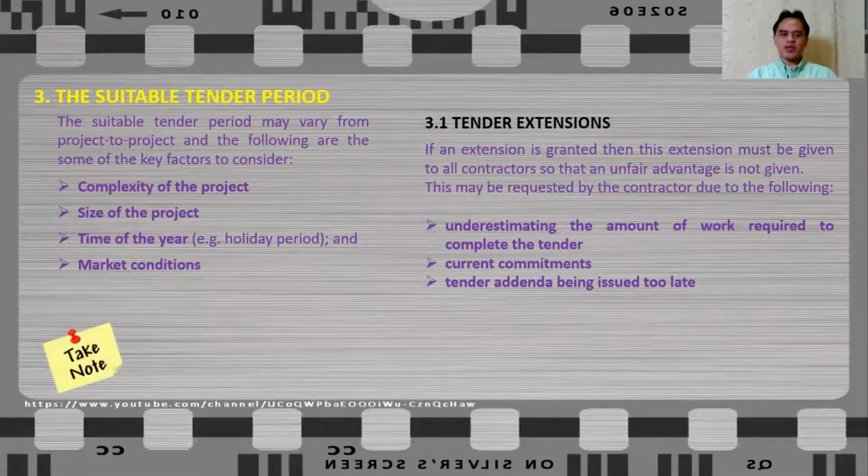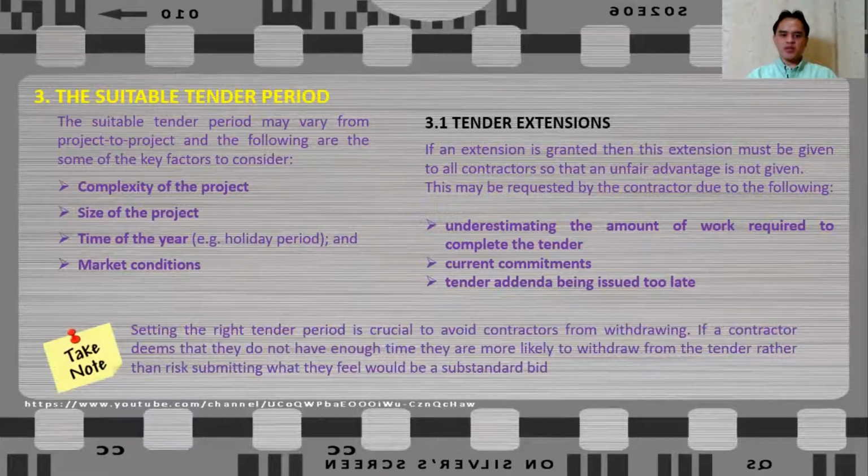It is worth noting that setting the right tender period is crucial to avoid contractors from withdrawing. If a contractor deems that they do not have enough time, they are more likely to withdraw from the tender process, rather than take the risk of submitting what they feel would be a substandard bid.